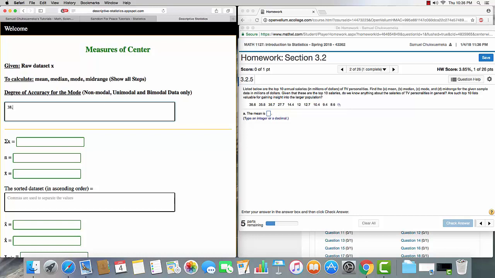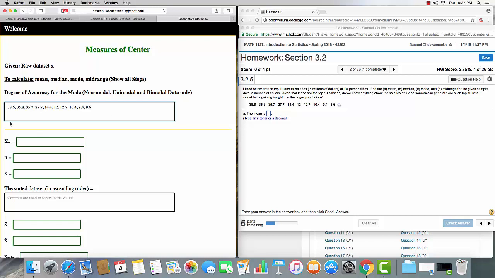So I will just type it, 38.6, 35.8, 35.7, 27.7, 14.4, 12. Each value you type, just put a comma. Then 12.7, 10.4, 9.4, 8.6. After the last value, please do not put a comma or period. Just leave it like that.